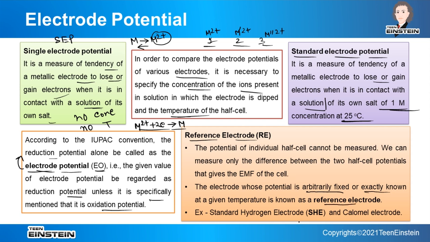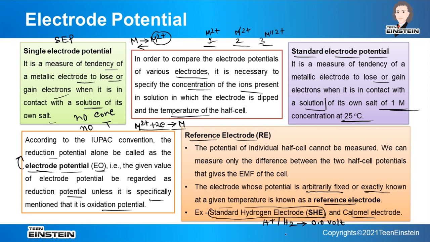Here we have two examples. One is the standard hydrogen electrode, in short SHE, and the other is the calomel electrode. Mostly we will discuss this one, the SHE, which is the most commonly used. In the standard hydrogen electrode, the system is basically the H+/H2 system. Its reduction potential by convention is considered 0 volt.